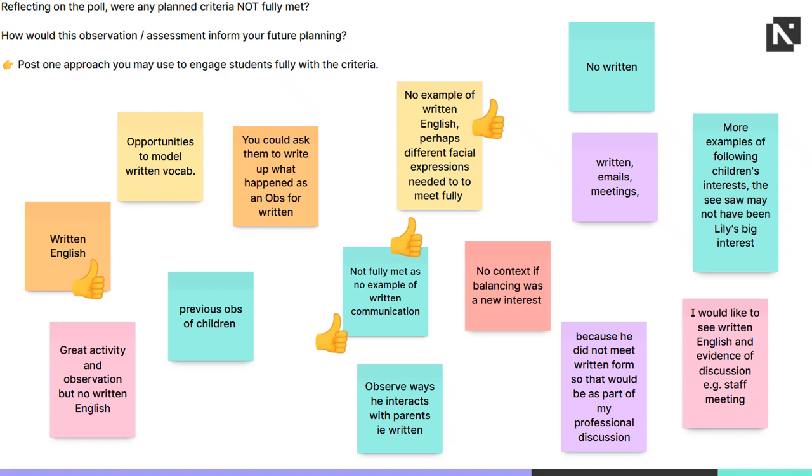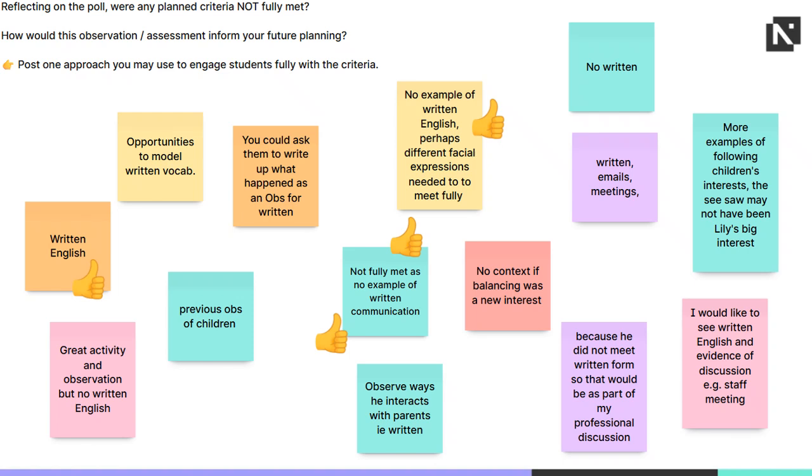Others mentioned gaps in context, such as whether balancing was a new interest for the child or how the practitioner might follow up this activity later on. These kinds of reflections are really useful because they help shape what you might look for next time.